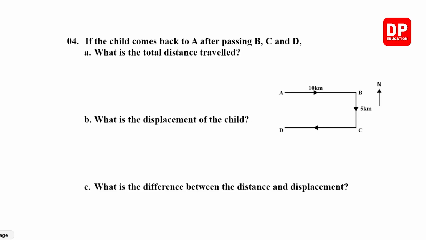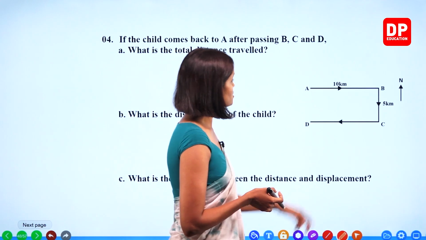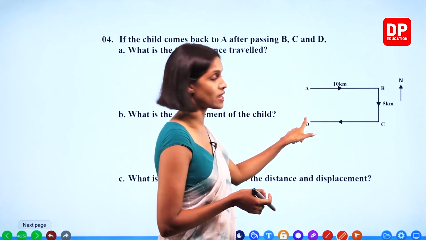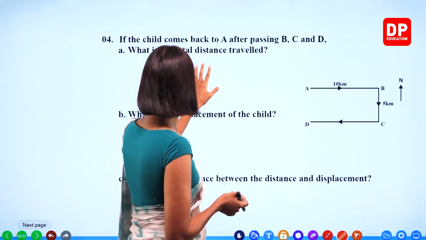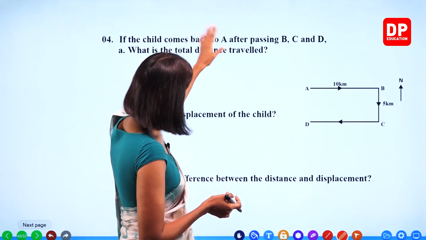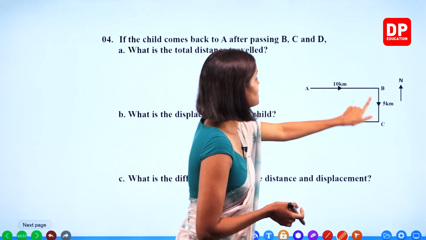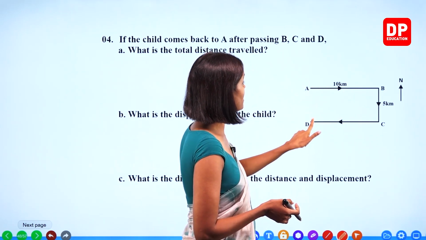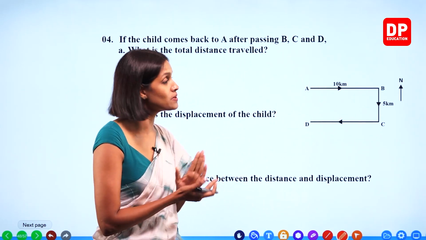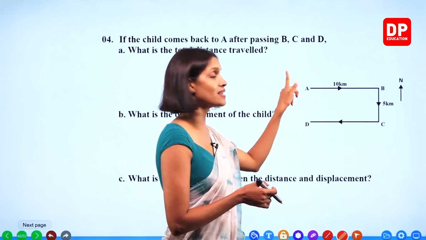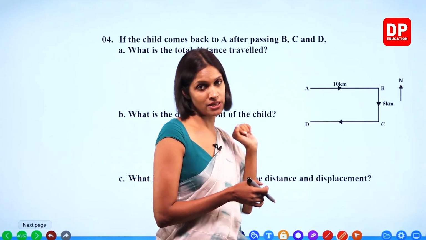Right. So, the other part of the question. If the child comes back to A after passing B, C and D. Now earlier, according to the earlier motion, the child starts from A and stops at D. But here it says, if the child comes back to A after passing B, C and D, then what happens, children? The start and the end are at the same place.